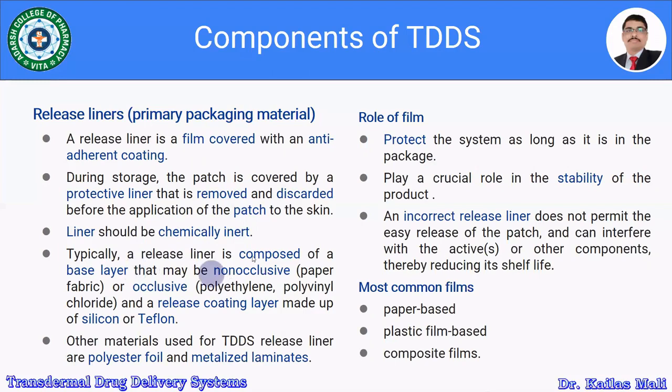Typically, a release liner is composed of a base layer that may be non-occlusive, for example, paper fabric, or occlusive, for example, polyethylene or polyvinyl chloride, and a release coating layer that is made up of silicone or Teflon. Certain other materials which are used in the TDDS release liners are polyester foils and metallized laminates. The role of the release liner is to protect the system as long as it is in the package.